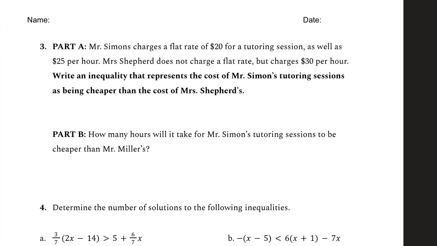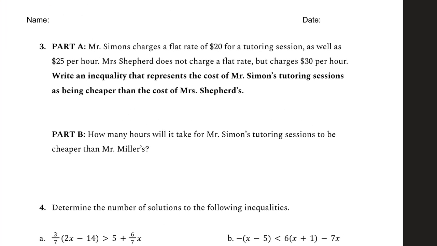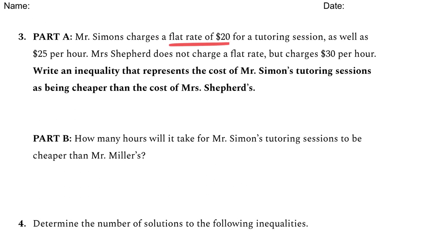All right, so here's a good word problem. This says Mr. Simons charges a flat rate of $20 for a tutoring session, as well as $25 per hour. Ms. Shepard does not charge a flat rate, but charges $30 per hour. I think the name might be different on this than yours. I think yours says Mr. Miller. This is the other copy that has Ms. Shepard's name. But we're going to do the same thing still.